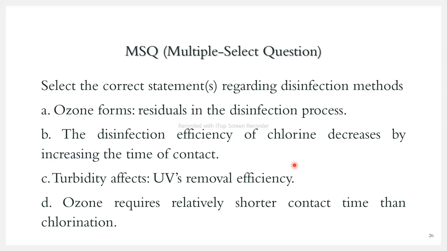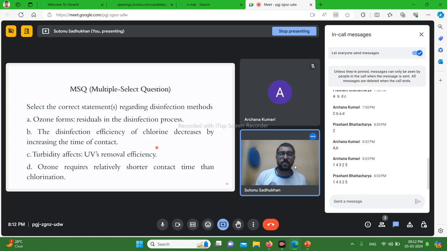What is the question? We have to identify the correct statement regarding disinfection method. A, B, C, D, which one is correct or more than one is correct, just type. You can see only three things, right? Ozone, chlorine, and UV. These three are the only important disinfection methods. So all the four options are based on these three only. You remember what I discussed based on ozone, chlorine, and UV, and you will be able to answer. Or if you have watched the weekly lectures of SAR, then also you will be able to answer. Prashant is not joining. Please type your answer in the chat box, Archana.